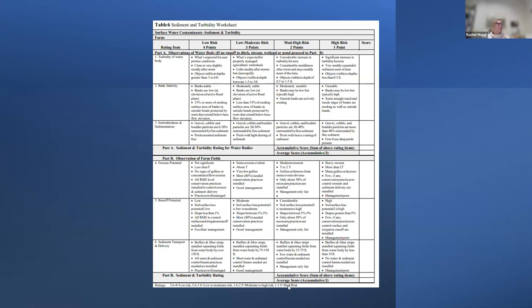And so hopefully you can see how you might be able to mix and match and pick and choose some of these additional water quality worksheets to help add some more detail to how you assess threats in your wetlands.